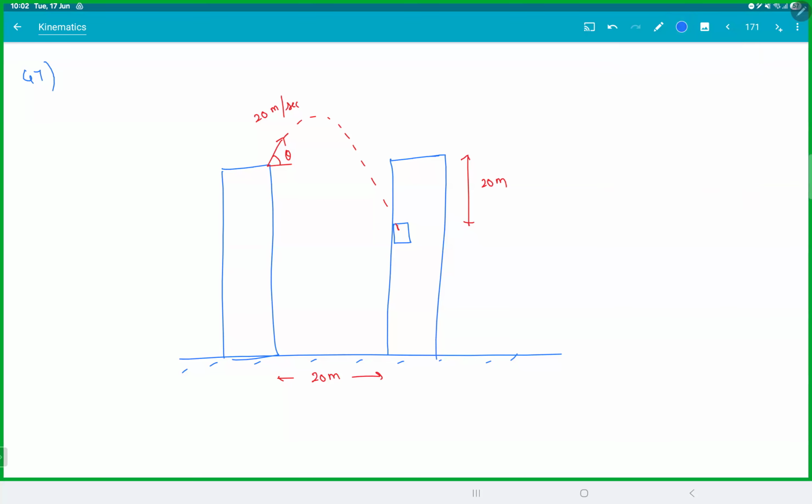All are 20. Speed is 20. Distance between the buildings is 20. The height of the window from the top is 20. Find theta if the particle goes into the window. Yeah, this you'll get good numbers. Solve this.